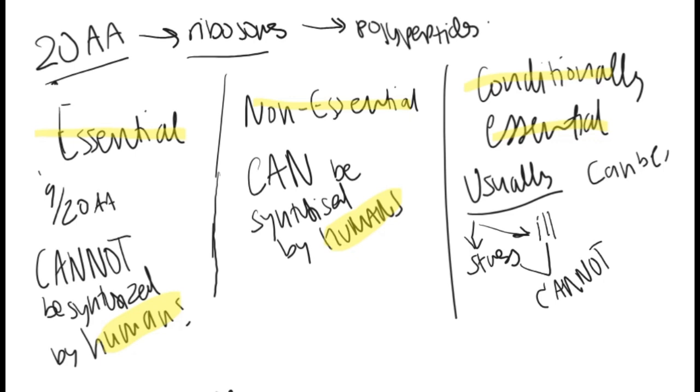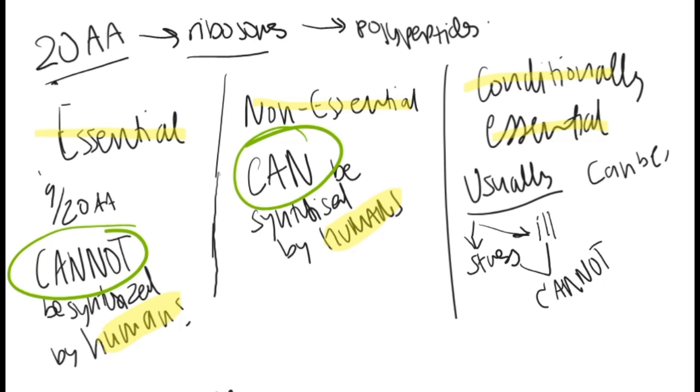Anyway, so 9 of the 20 amino acids that ribosomes use are called essential amino acids, and that is because they cannot be synthesized by humans. They cannot be synthesized by us, okay? Now, the other 11 are either non-essential or conditionally essential. Non-essential means they can be synthesized, and conditionally essential, this is interesting. So basically, that means normally, if everything's normal, they can be synthesized by the human body, but in times of illness or stress, they cannot be synthesized. So, yeah.